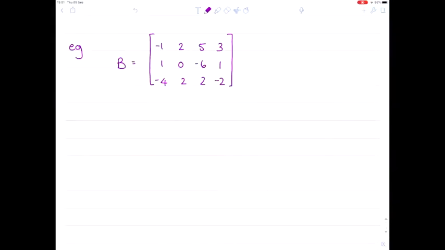Okay, so if we have a look at this matrix over here, matrix B, well, this matrix is m by n, where m is the number of rows, so that's going to be 3, and n is the number of columns, which is 4. So we know that B has 3 times 4, which is 12 entries.